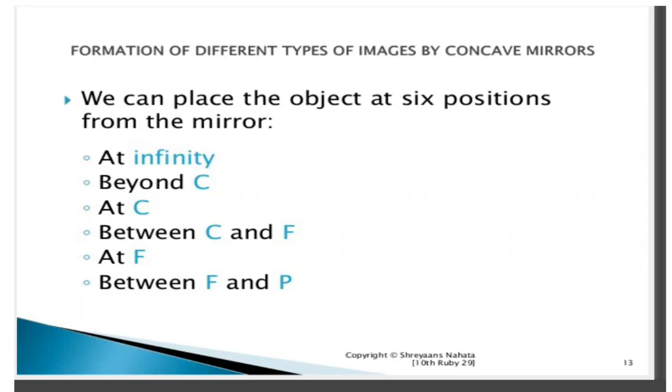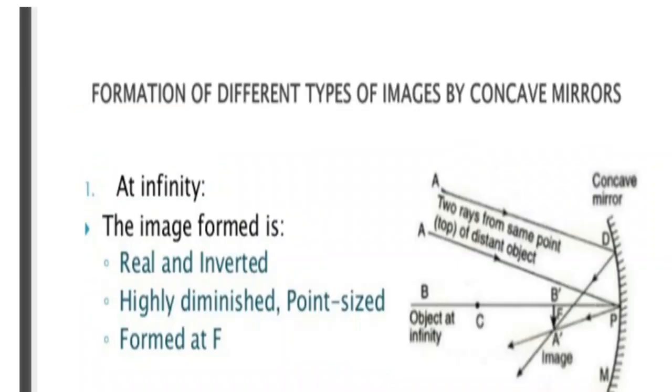There are 6 cases for a concave mirror: at infinity, beyond the center of curvature, at the center of curvature, between the center of curvature and focus, at F, that is the focus, and between pole and focus. These are the places where we will keep the object and then see the image formed. In the first case we keep the object at infinity, and we are going to see the image formed.